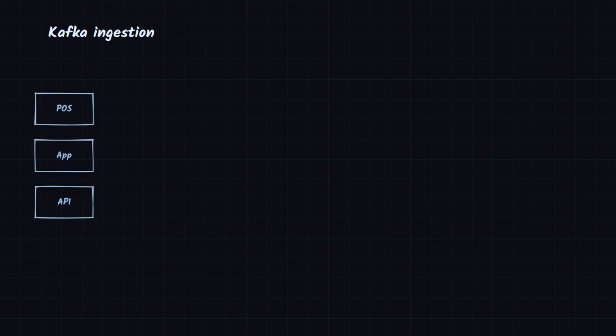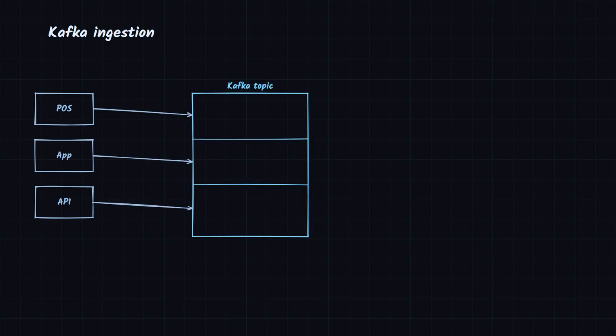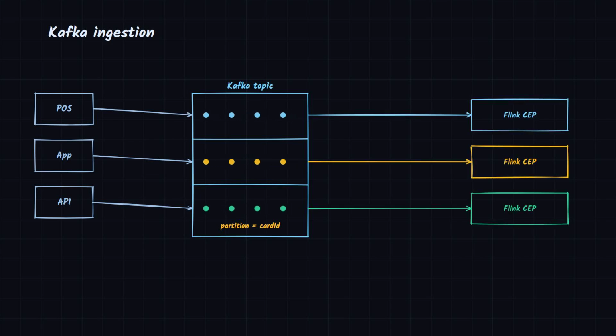Producers, the point-of-sale terminals, the mobile app, the payments API, publish events to a single Kafka topic. The trick is the partition key. We partition by card ID. That guarantees every event for a given card lands on the same partition in order. Our stream processors consume those partitions in parallel.